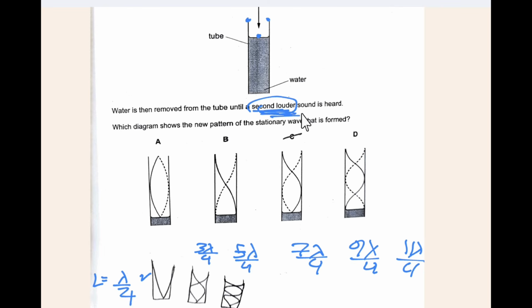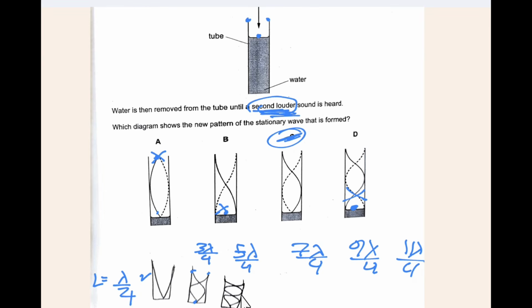For the second loudest sound, there must be a node at the closed end and an antinode at the open end, and this wave is formed. So the answer is similar to C. So the answer should be C. But if we just eliminate, here we can see that an antinode is formed at the open end, so this is wrong. Then there must be a node at the closed end, so this is wrong. Then there must be a node at the closed end, so this is also wrong. So the answer should be C.